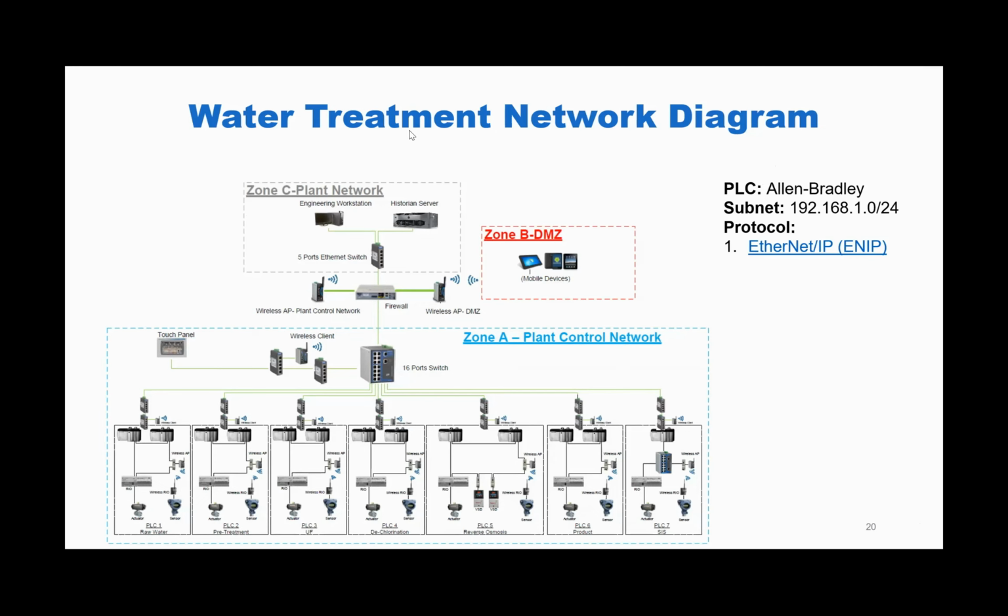You have the level 0, which is the PLC, RIO, and sensors and actuators. Level 1, which is the PLC to the touch panel HMI, and level 3 up to the historian and engineering workstation. So in this SWaT network, the PLCs are Allen Bradley PLCs. The subnet is 192.168.1.0, and the protocol you can be expecting will be Ethernet IP.